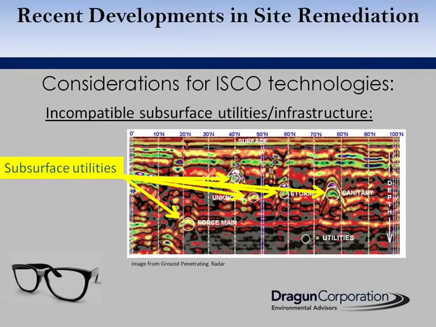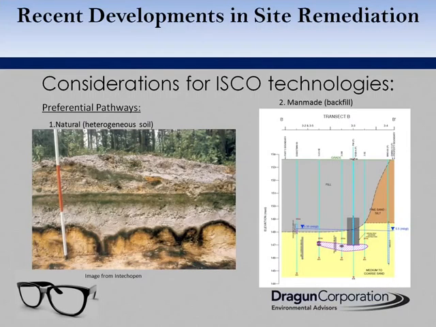Another issue with shallow injections is that the trenches around subsurface utilities can also be considered a preferential pathway for the injected oxidant. We're going to talk about that a little bit more in the next slide, which is about preferential pathways.